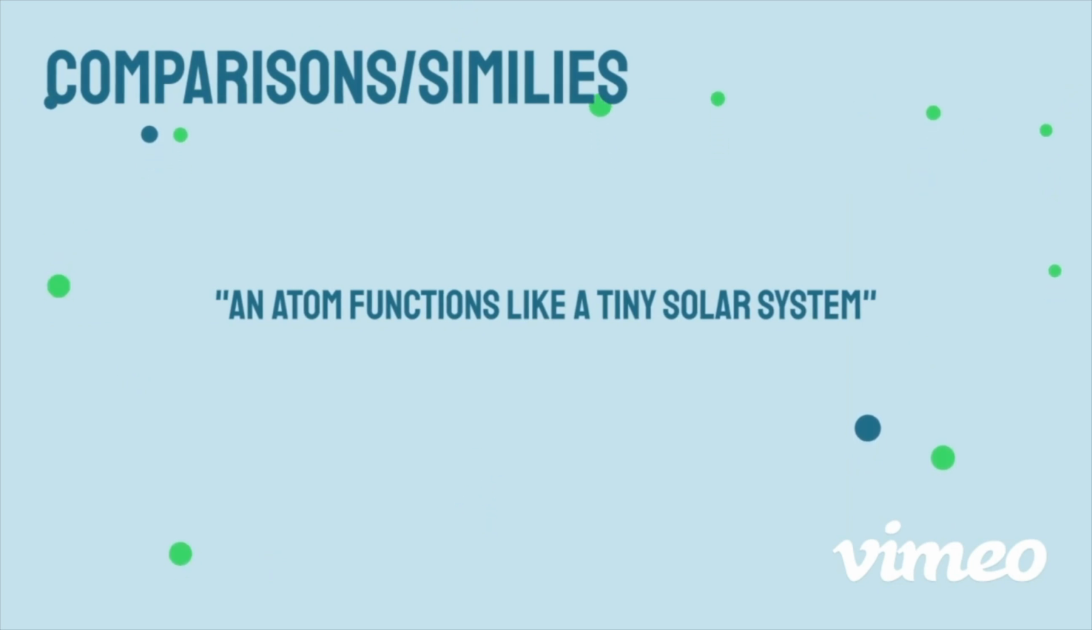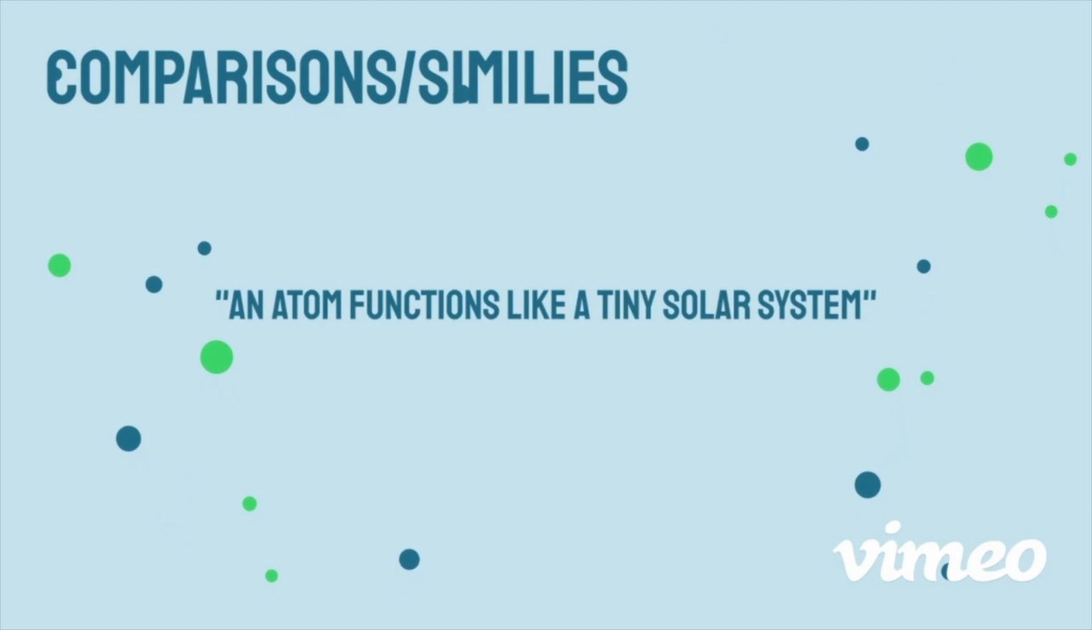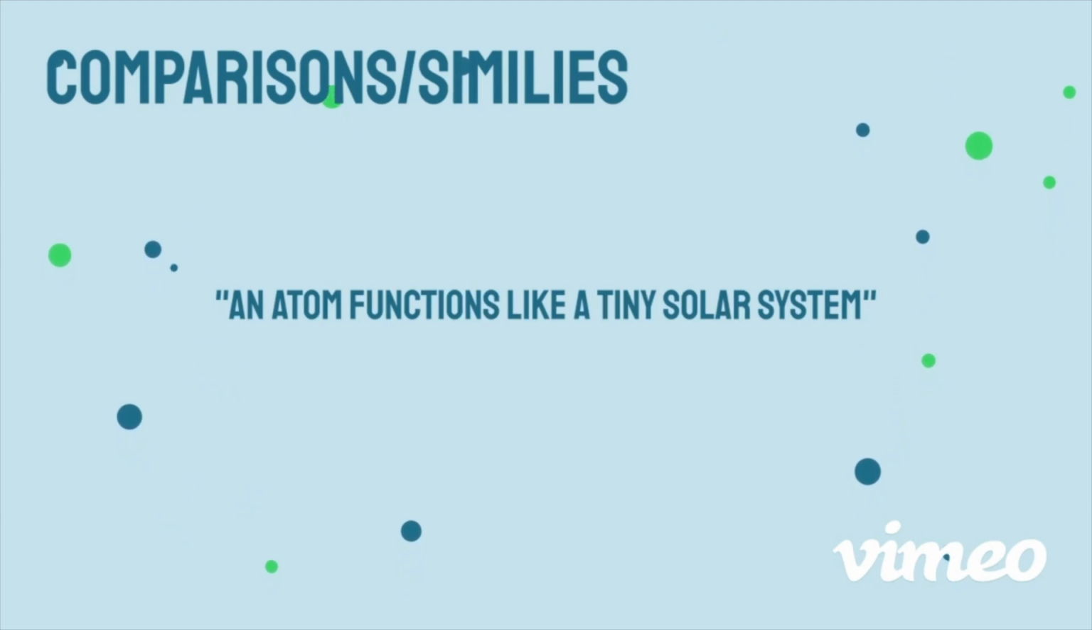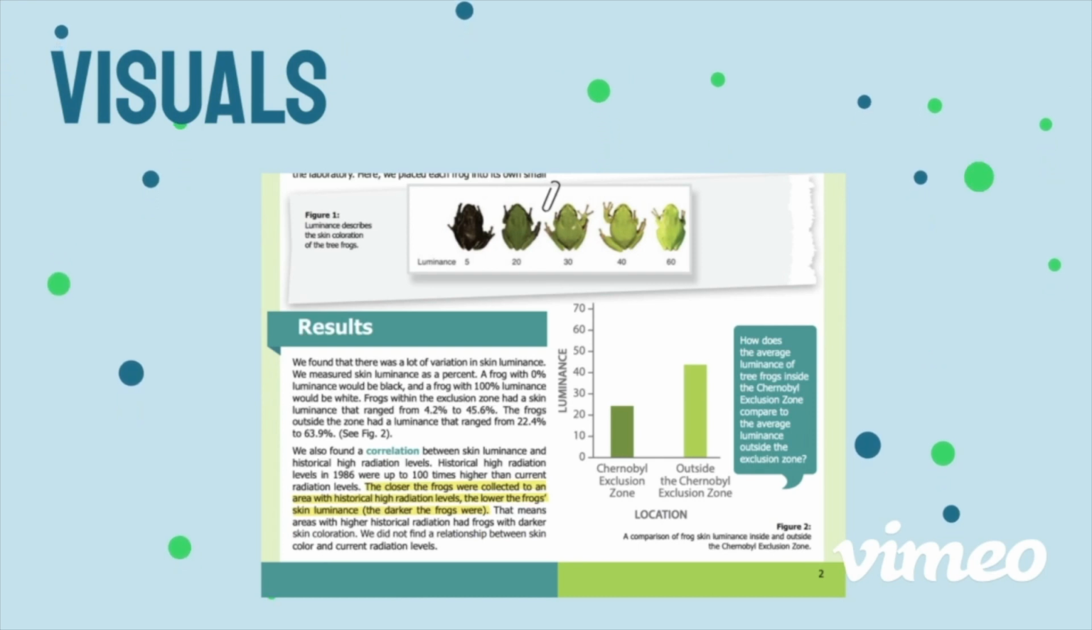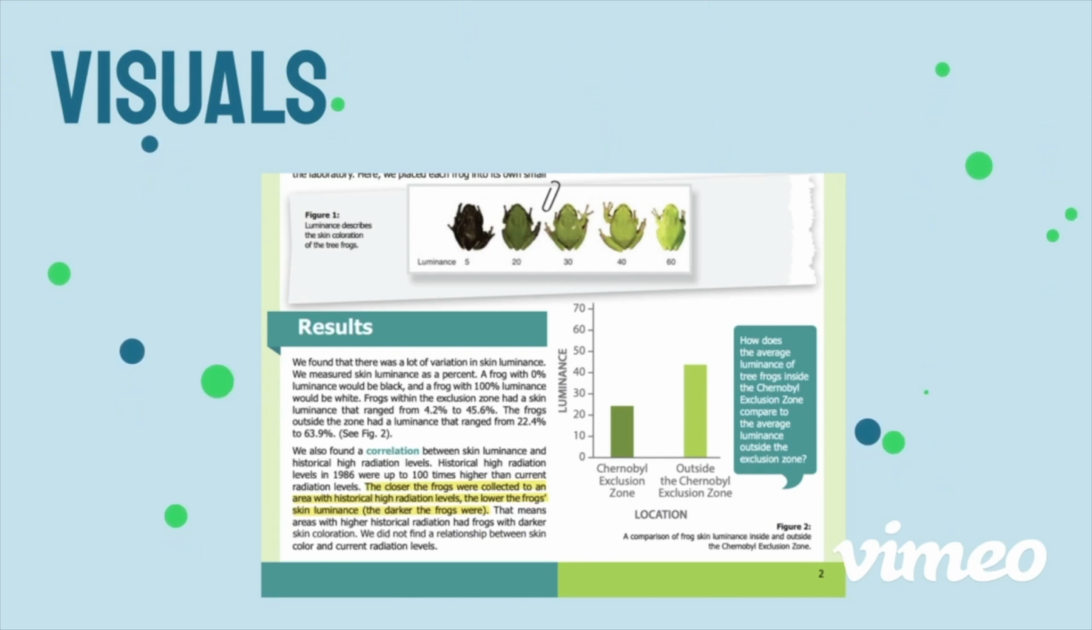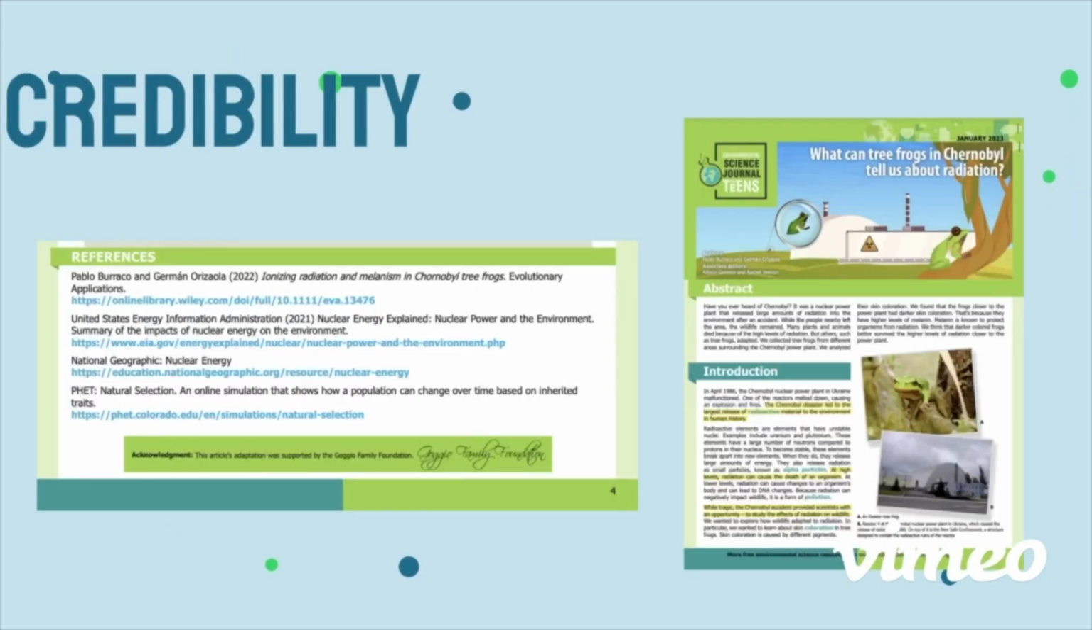Also, you can find comparisons. Similes and comparisons are used to make complex ideas easier for an audience to visualize and understand. Visuals are also used in scientific articles such as photographs, diagrams, charts, and graphs, supporting and illustrating those scientific concepts.